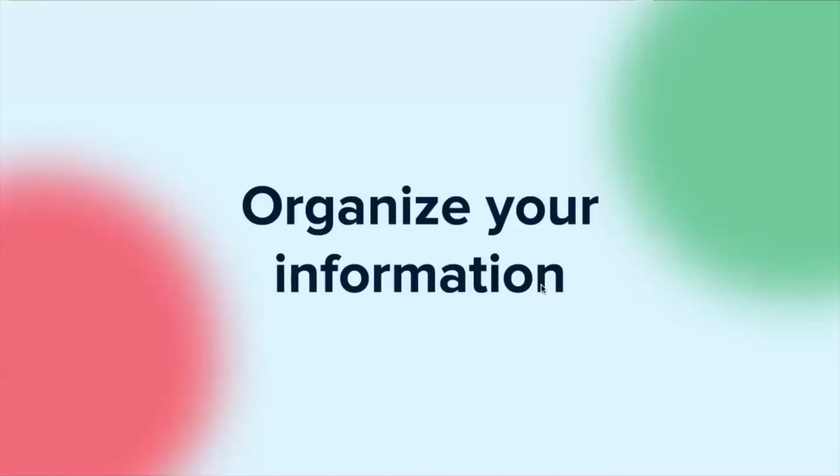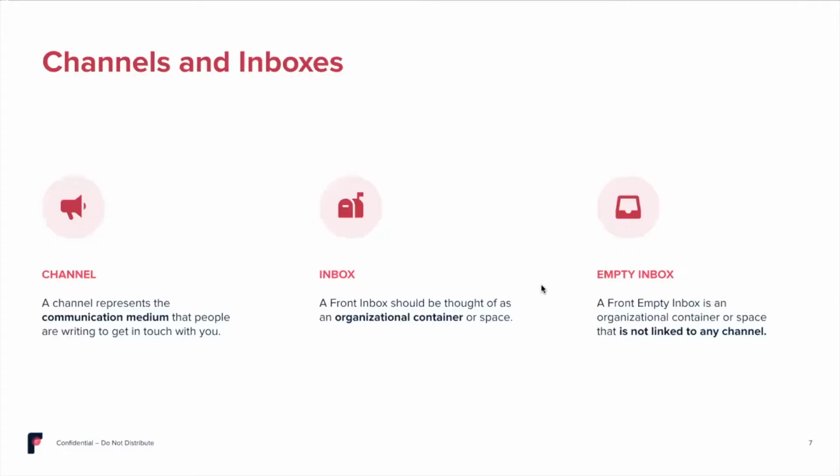So first, let's go ahead and dive into that O, organizing your information. Inside Front, you have both channels and inboxes. So let's go ahead and break those down and just walk through some of the terminology we at Front use. First, being a channel. A channel is the actual communication medium that people are writing to get in touch with you with. So for example, this could be an email. So the actual email address, like hello@front.com, support@front.com. It could be the number that they are texting, or it could be the form that they're filling out on your website.